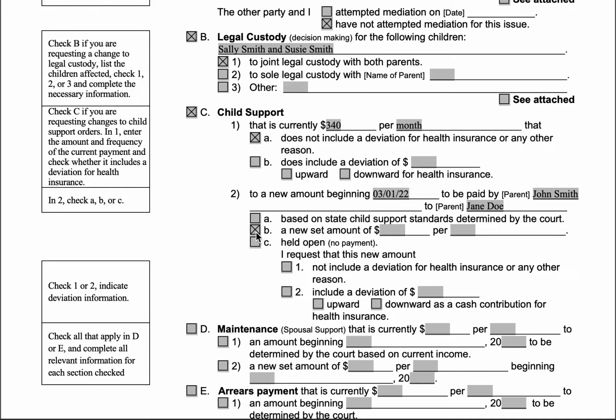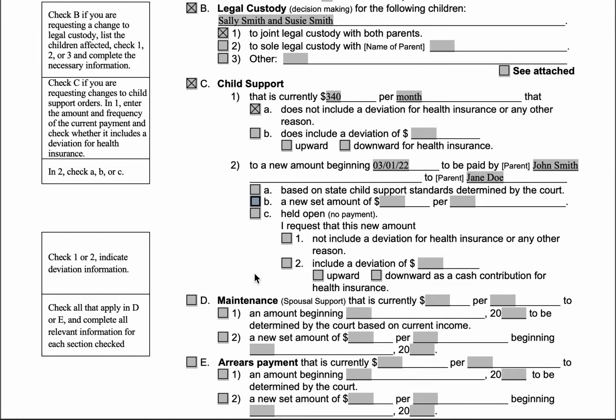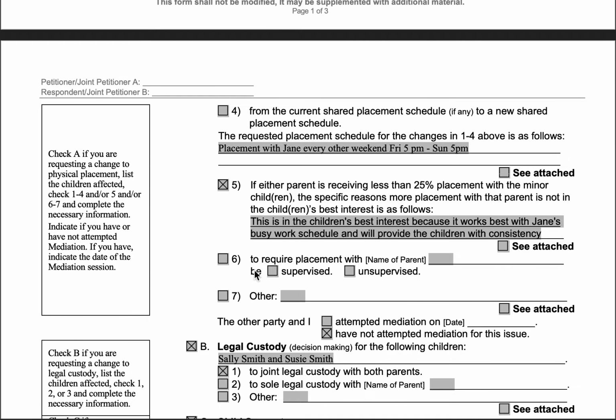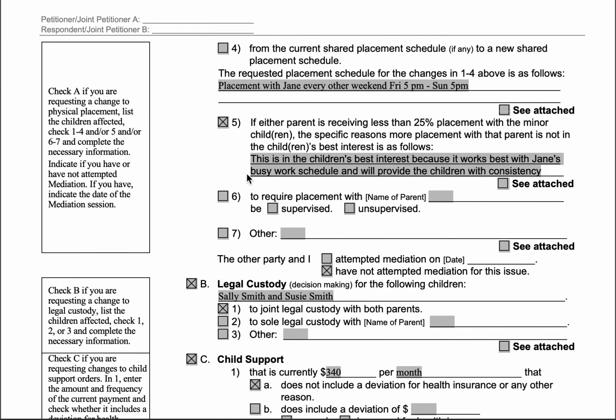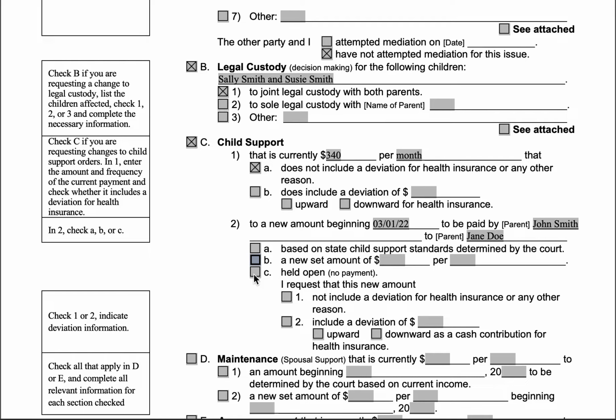The last one that you can choose is held open. So C, held open, that's fancy lawyer language for 0 for now. So held open means 0. That's why I said B is for numbers other than 0, because C is 0. So we'll say that because the children are now in his proposal going to be living with John, so again, if the court goes with what he suggested up here, where they live primarily with him, then we'll say that he wants his child support to be 0 then.